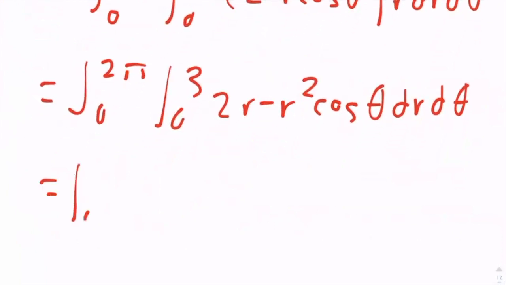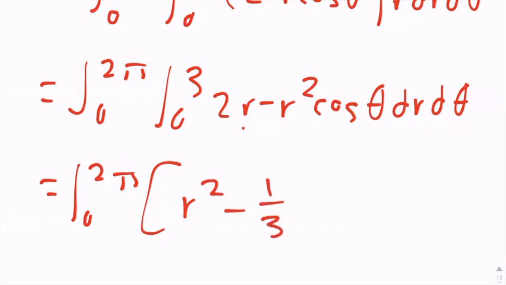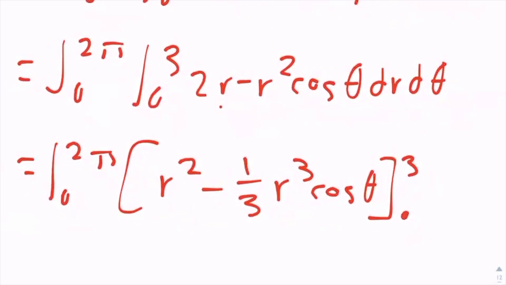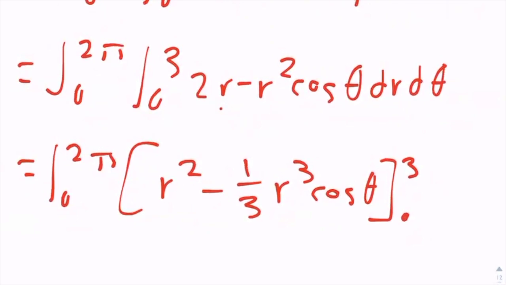When we integrate with respect to r, the integral of r is 1/2 r squared, times 2 just becomes r squared, minus the integral of r squared, which is 1/3 r cubed, my bad, 1/3 r cubed cosine theta, from 0 to 3, d theta.